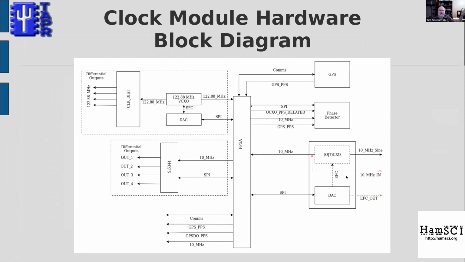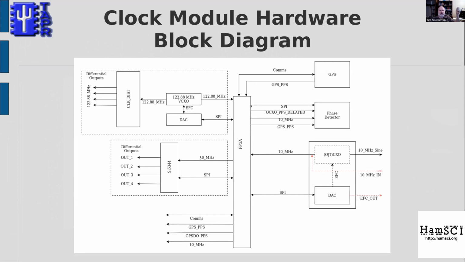But again, for the Tangerine SDR, the key thing is the 122.88 megahertz, and that is this module on the left, which has a crystal oscillator running at that frequency and a distribution. We need 4 separate outputs. So there's a buffer driver that provides 4 sets of differential outputs. And again, that oscillator is steered by a DAC so that it can be controlled either in terms of the 10 megahertz or potentially directly by the GPS.